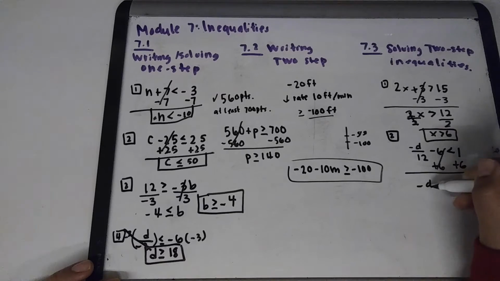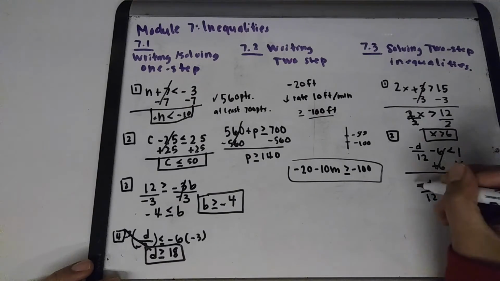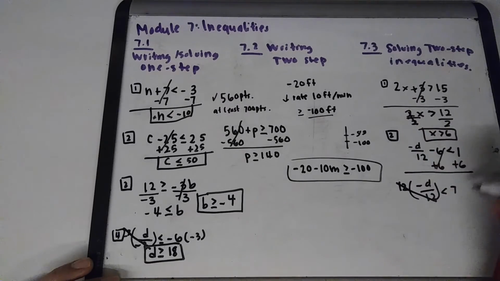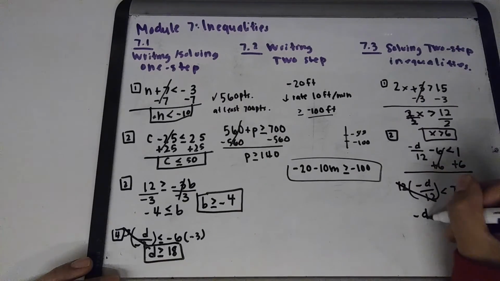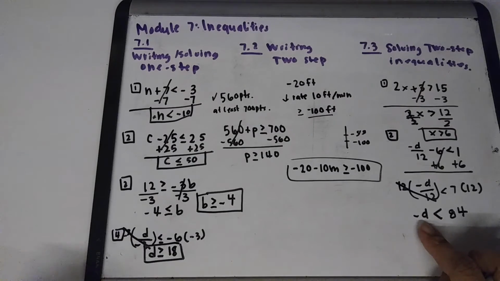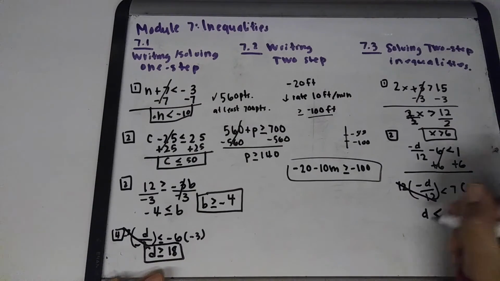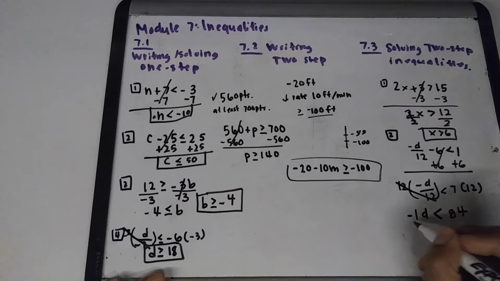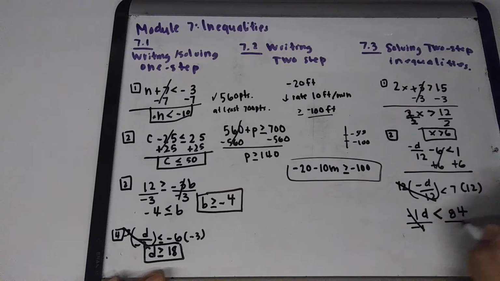This one right here, I'm going to move the 6, so plus 6 on both sides. So I have negative d over 12 less than 7. I'm dividing by 12, so I'm going to multiply by 12 on both sides. That goes away. Now I end up with negative d less than 84. Now this one is a negative d. Remember, there's a coefficient of 1, so basically negative 1. So I have to divide by negative 1 to get rid of the negative. So I have d is greater than negative 84, because whenever I divide by a negative, I flip the inequality symbol, and I'm done.